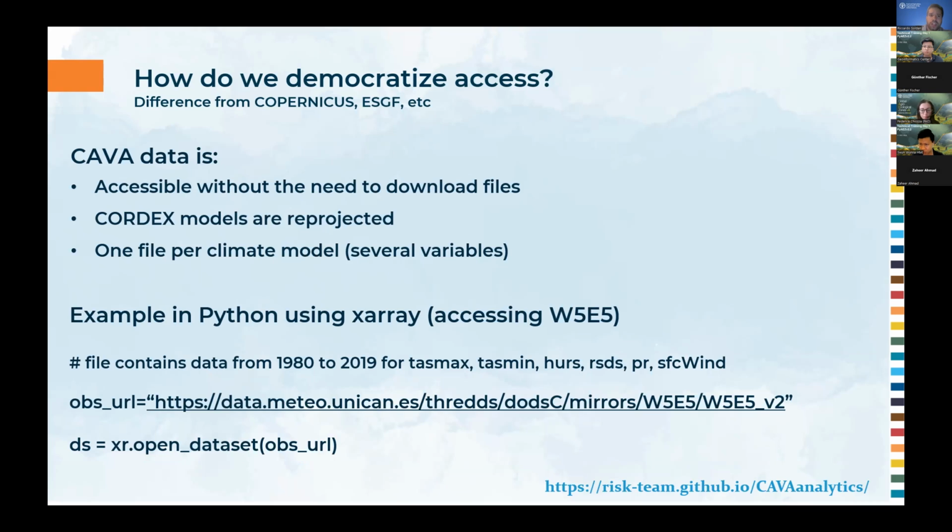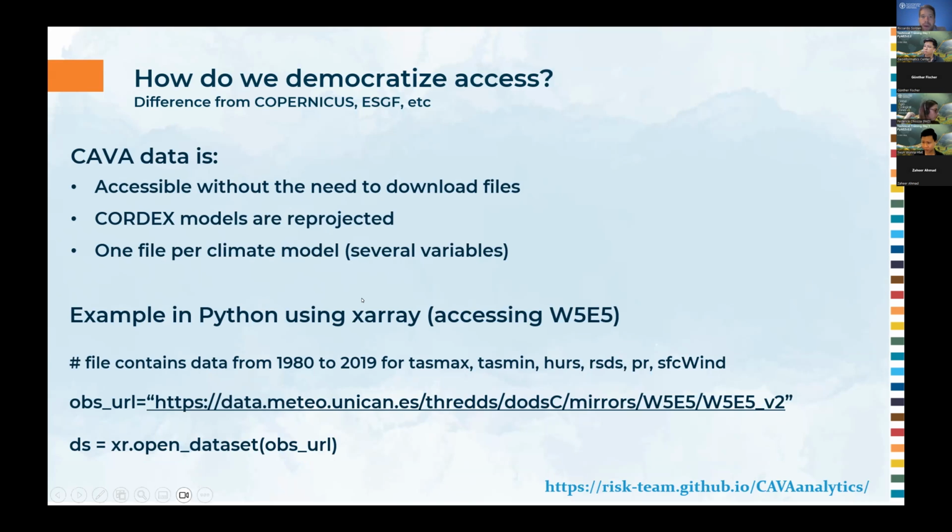So what's the difference in CAVA? In principle, you don't need to download any file, and I'll show you how that works. The CORDEX models that we are hosting on the server are already reprojected, so there is no need for reprojection. We also have one file per climate model, meaning that each climate model contains several variables, all of the variables required by PyAEZ for running. And it is one unique file for the whole time period.